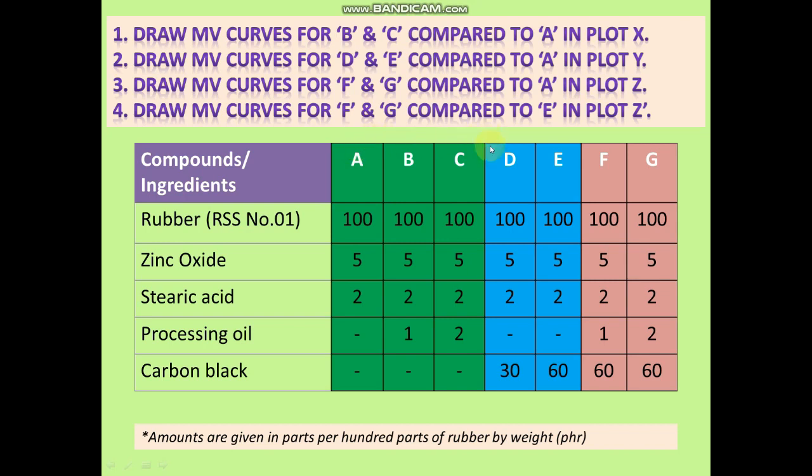The only difference among these three compounds is the amount of processing oil. A doesn't contain processing oil, B contains processing oil at 1 PHR loading level, and C contains 2 PHR of processing oil. Okay, the basic principle we have to keep in mind is that once we include oils in rubber compounds, it reduces the viscosity value. Means when we increase the amount of processing oil in the compounds, it reduces the Mooney viscosity value. So then we will see the answer.